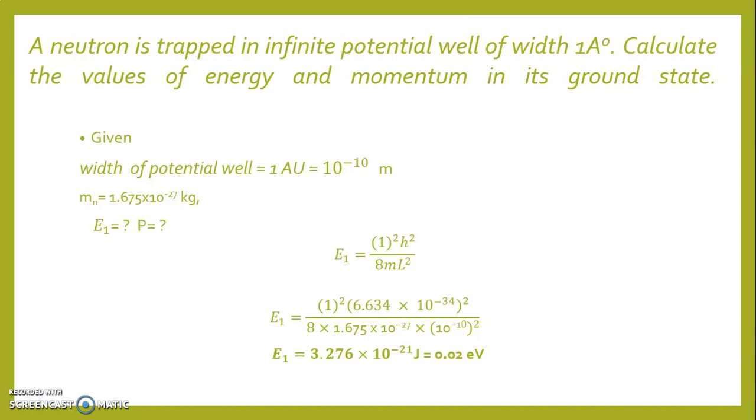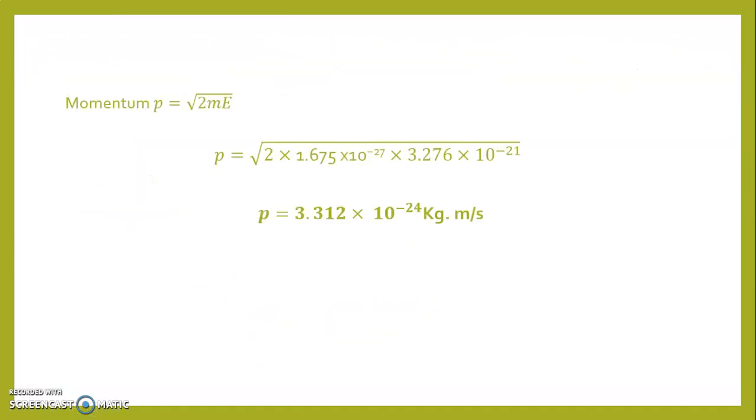Now we have the value of energy. Next we have to find momentum. The momentum we have seen in de Broglie's wave, at that time we calculated it in different forms. Here we know the mass and energy of the particle. So depending on the mass of the particle and energy of the particle, we have the formula: p is equal to under root 2 m E. Now just put this value of mass of neutron and the energy that we have already calculated. So we'll get the value of momentum, which is 3.312 into 10 raised to minus 24 kilogram meter per second.